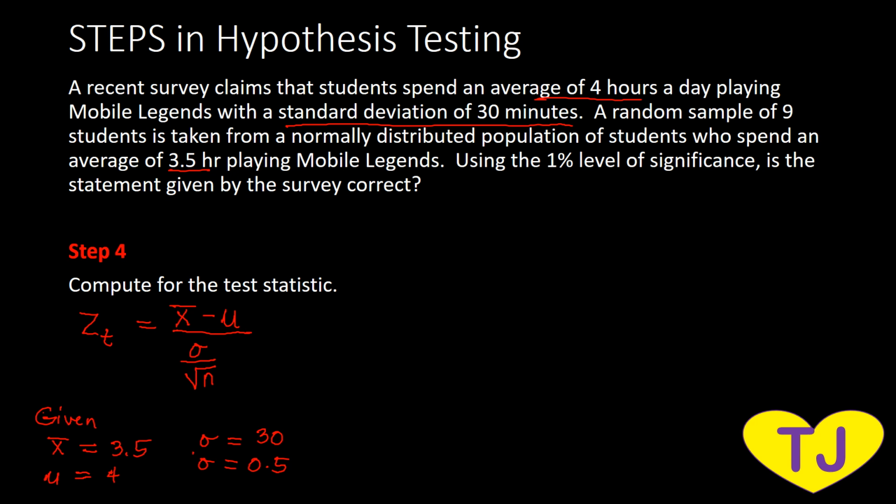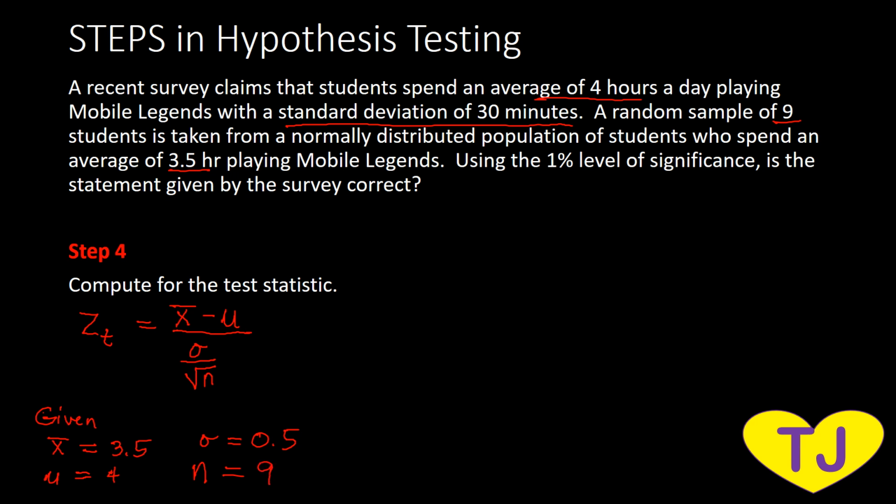Next, that means we'll be using this one. Let me just box it so that you will not be confused over what to use. Let me just erase that one so that it will be a lot easier for you. Okay. So from 30, we have here 0.5 because that is half of the hour. Next, we go for our n. We need the information for the sample size. According to this one, we have a sample of 9. So our sample size is 9.